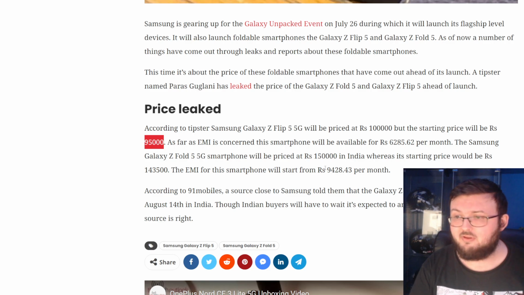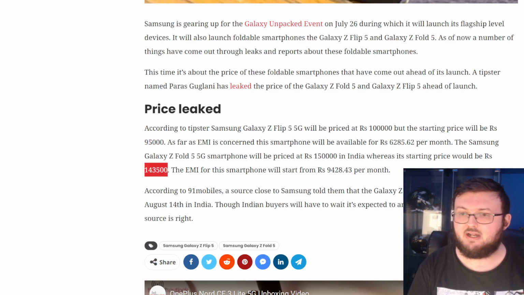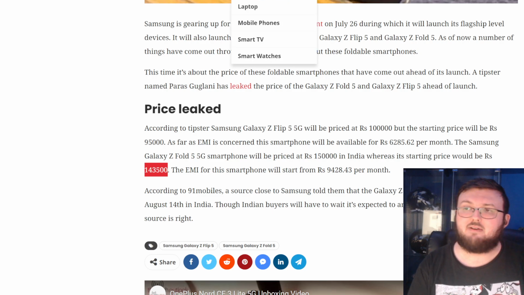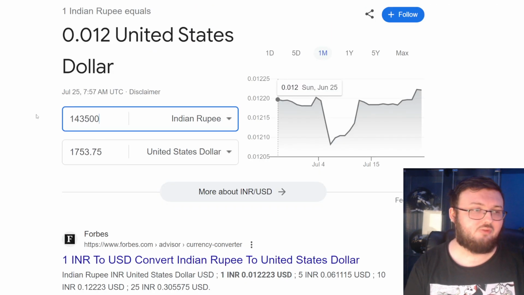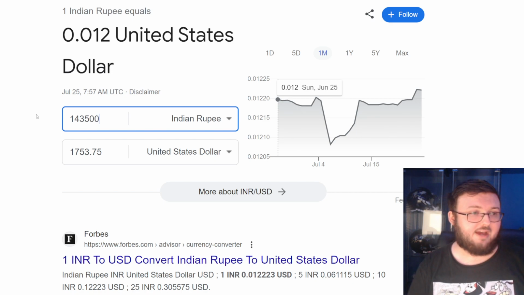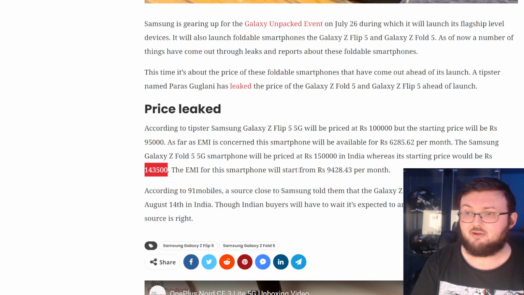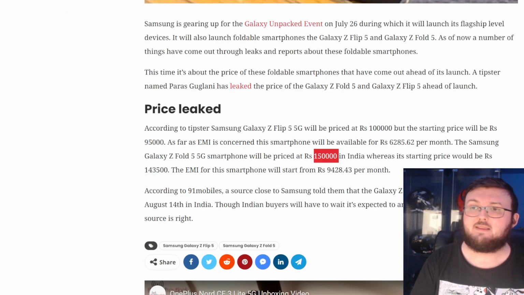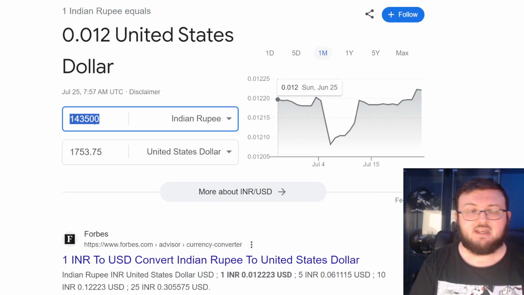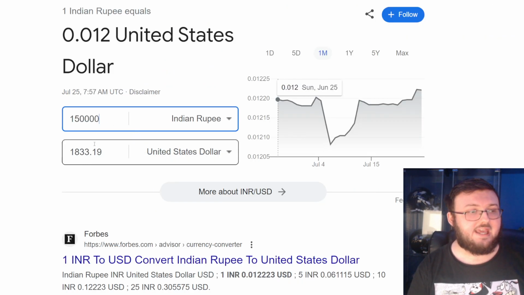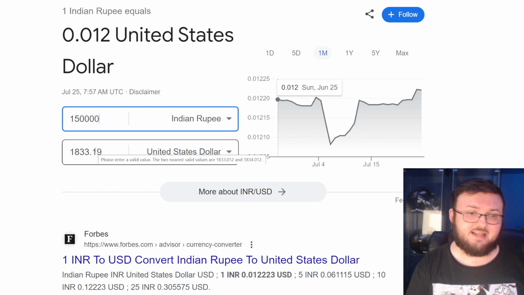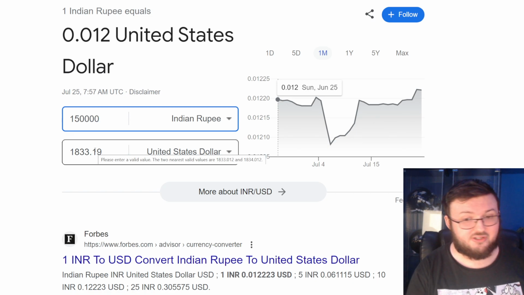Now for the Fold series, this is going to be starting at 143,500 Indian rupees, which translates to around $1,753. So probably around $17.99 is where we're going to see this price tag settle. And the second one, for the second iteration, so again, the higher storage option, is $1,833, which will probably settle at $1,899. So kind of what we expect, $100 more for double the storage.